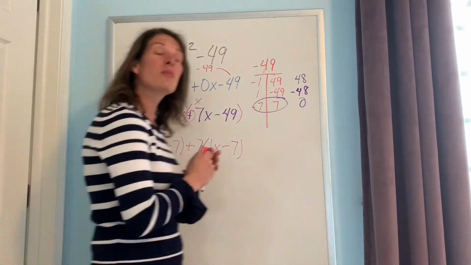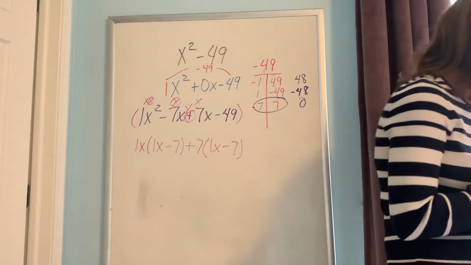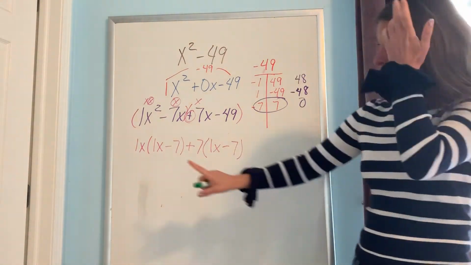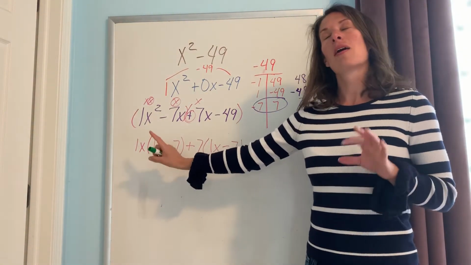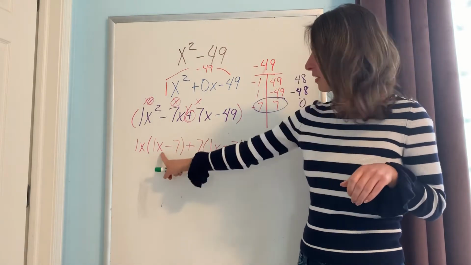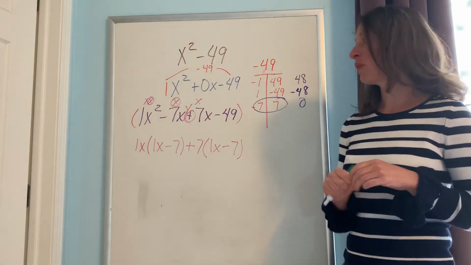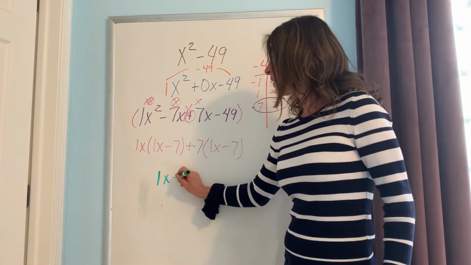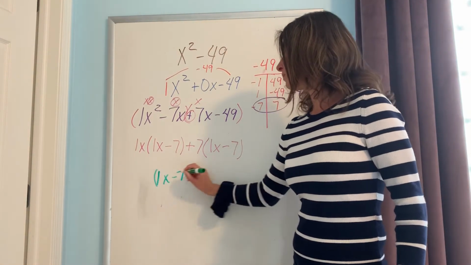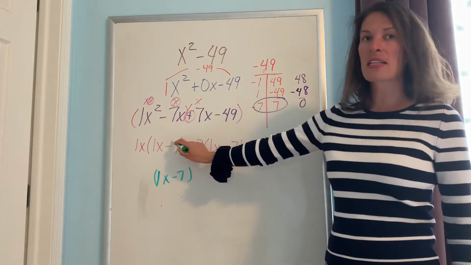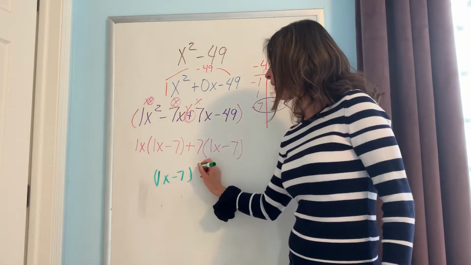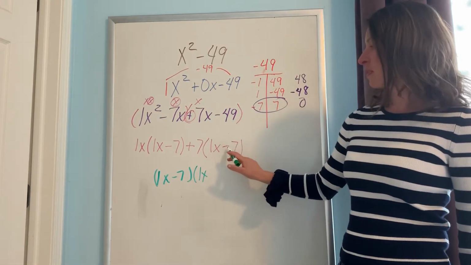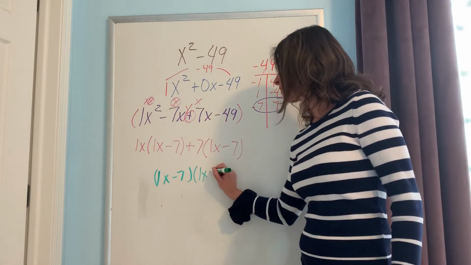Now, do my parentheses look the same? And if they do, then that means that I did this correctly. I have a 1x minus 7 here and a 1x minus 7 here, which means that I did it correctly. So I have 1x minus 7. This 1x minus 7 is being multiplied by a 1x. And this 1x minus 7 is being multiplied by a plus 7.